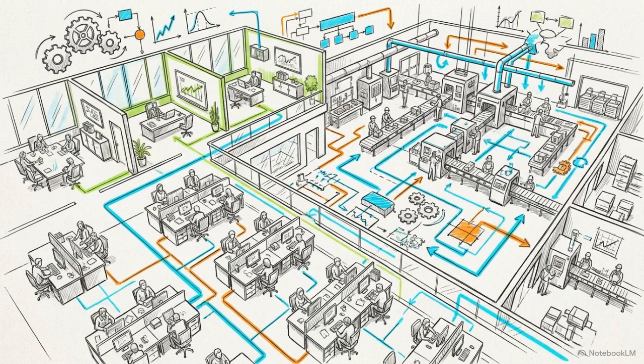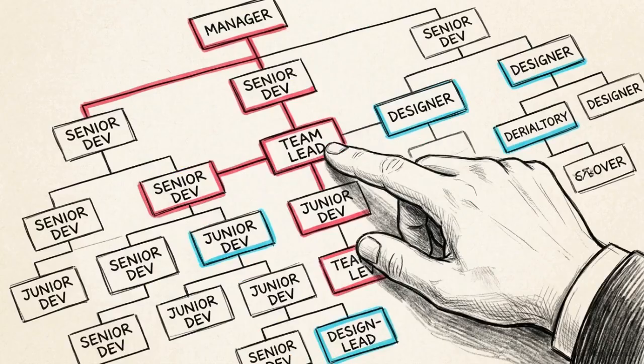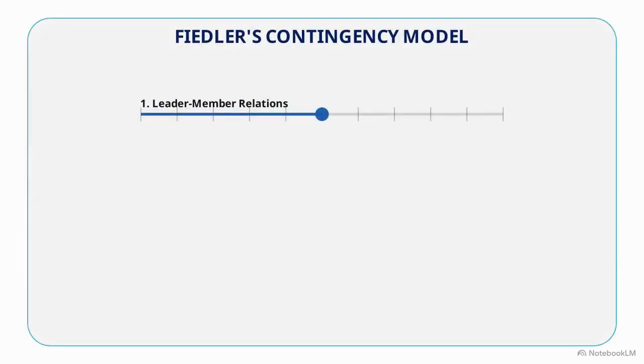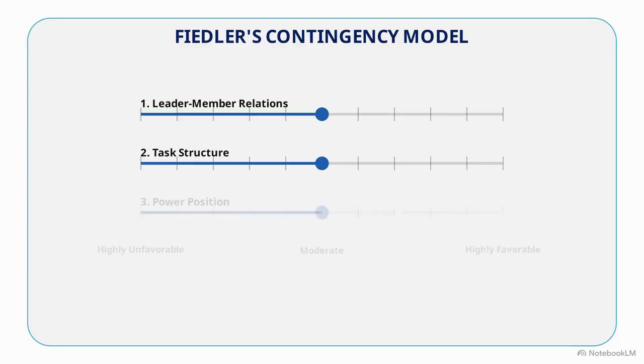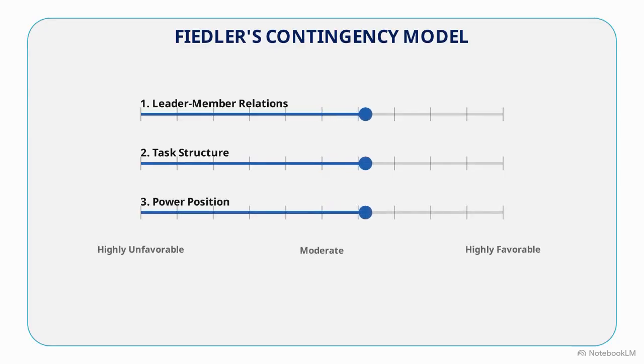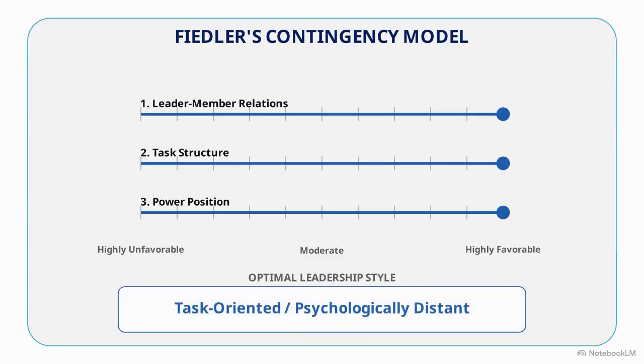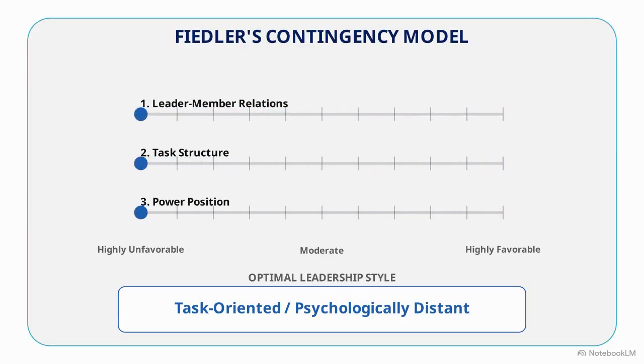Fred Fiedler's contingency model argues that a workgroup's success relies on matching a leader's style to the specific favorability of the situation they inherit. Fiedler calculates this environmental favorability using three specific variables: leader-member relations, task structure, and the leader's inherent power position. Consider a highly favorable environment. Relations with the team are excellent, the task is strictly structured, and the leader possesses strong organizational authority. Now consider the exact opposite, a highly unfavorable environment. The team is fractured, the task is ambiguous, and institutional power is weak.